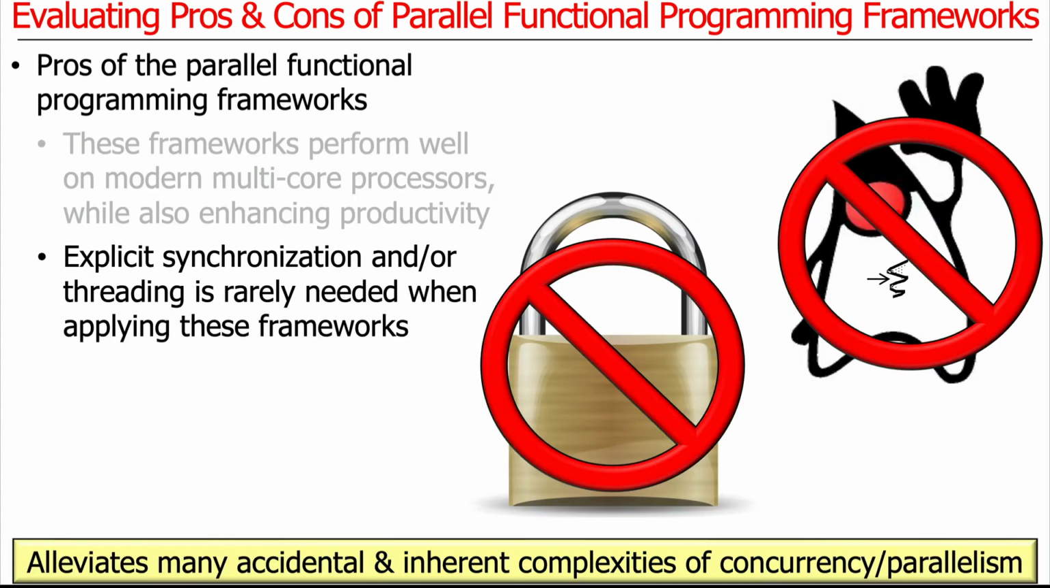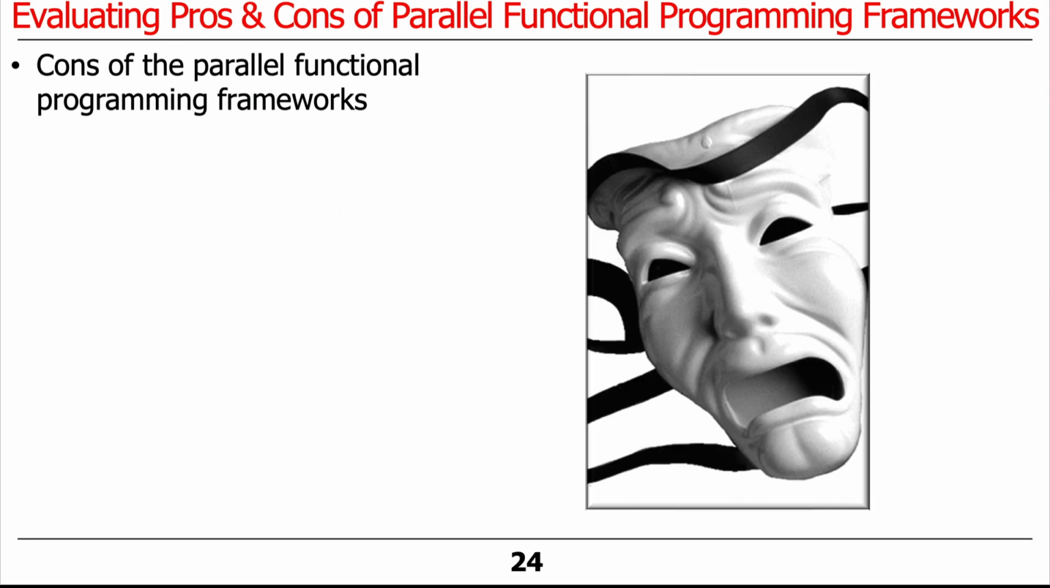Another nice benefit of using parallel functional programming frameworks is that explicit synchronization and threading is rarely needed when applying these frameworks. You don't have to put locks in your code often because of the way that the partitioning takes place. You don't need to spawn threads directly. Those things are handled for you, typically by the underlying fork join framework. And this capability helps to alleviate many accidental and inherent complexities of concurrent and parallel programming.